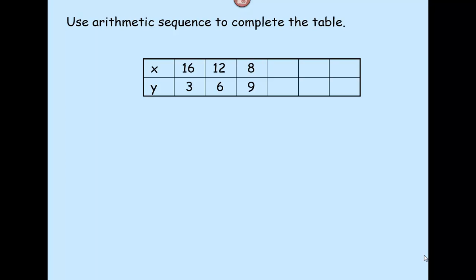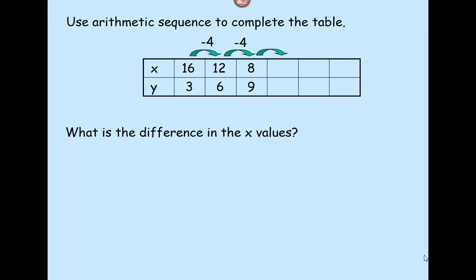So what we will do is we'll treat the x's and the y's as separate sets of numbers, separate lists. So let's look at the x's. They go from 16 to 12 to 8. When we look at that, we can see that they are going down by 4 each time. So let's complete that table. We'll subtract 4 each time, and we'll end up at negative 4.